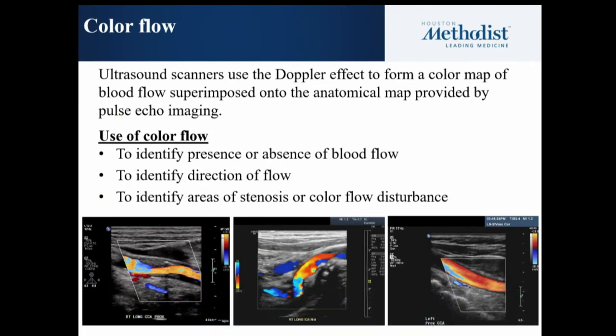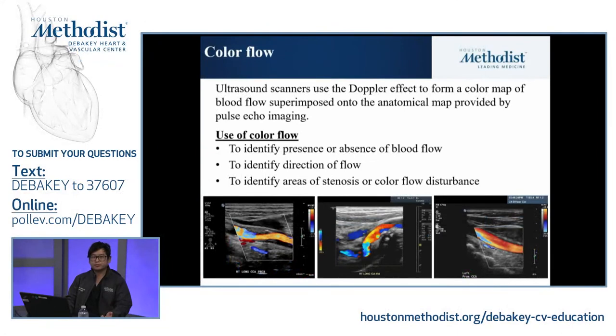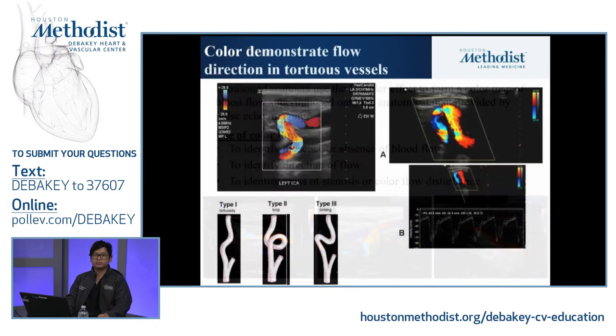We use color flow as a tool to look at flow in a retrospective view. It is quite useful in determining the presence or absence of blood flow, and where the blood flow is moving in terms of direction. Anytime we see a disturbance in the color flow, we would suggest that there might possibly be an area where there's a stenosis or turbulent flow.